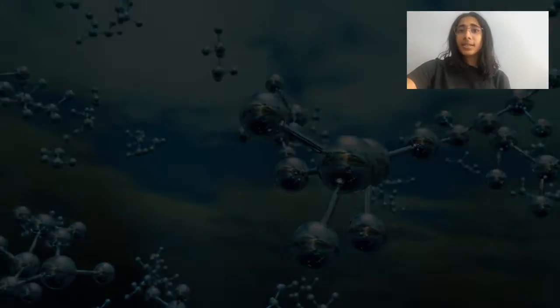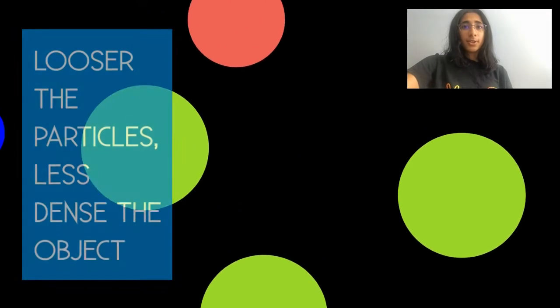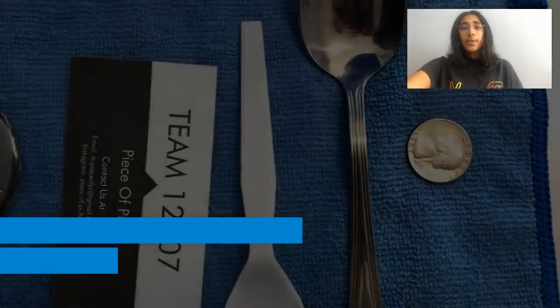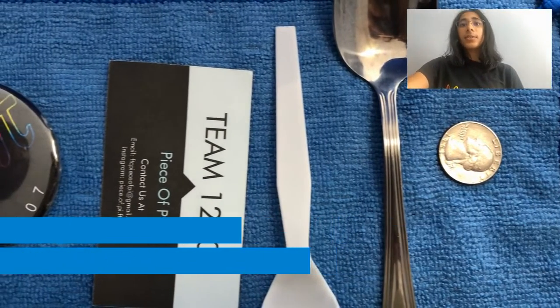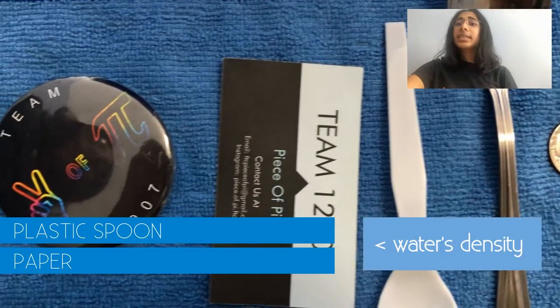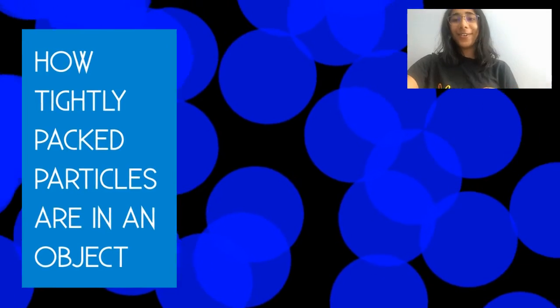So the same rules about density that apply to the M&Ms apply to particles. The more tightly packed particles are in an object, the more dense the object is. A less dense object will have more loosely packed particles. So remember when I said that water had density? Well, this is going to help us explain why some things float and why some things sink. When an object, like the coin or the metal spoon, has a density that is greater than the water's density, the object will sink. When some things like the plastic spoon or paper have a density that's less than the density of water, the object will float. And remember, density is how tightly packed our particles are in an object.